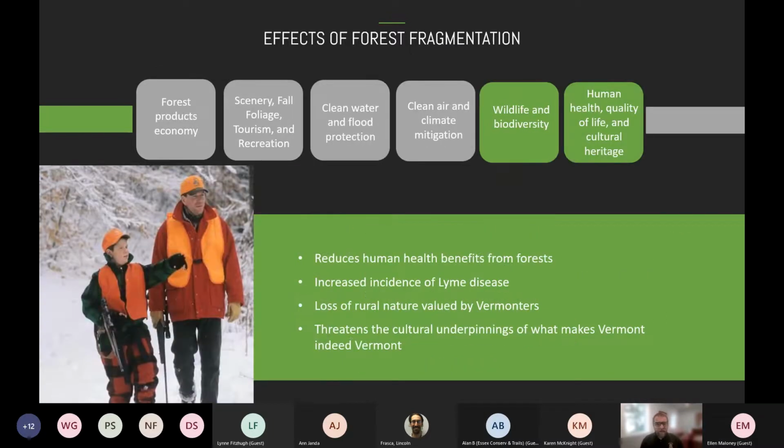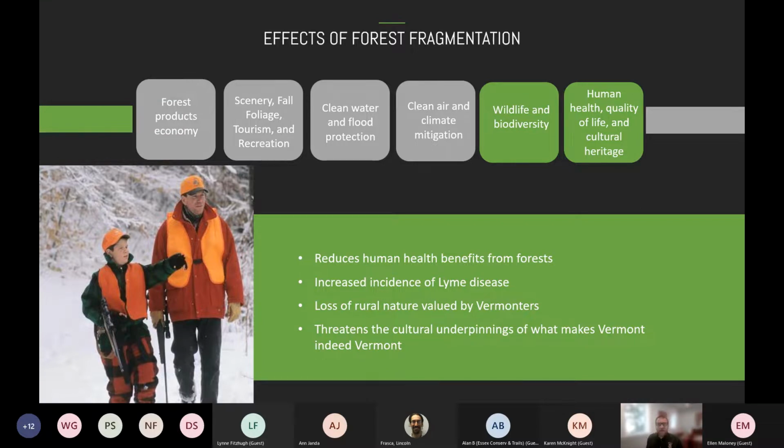And then lastly, forest fragmentation is impacting human health. Smaller blocks of forest have more edge around the outside, right? So that's going to increase the incidence of tick-borne illness like Lyme disease. It also means we're losing our rural character and something of what makes Vermont, Vermont.